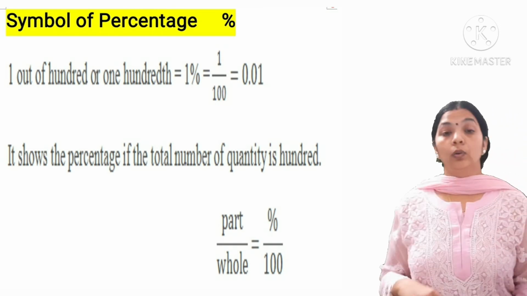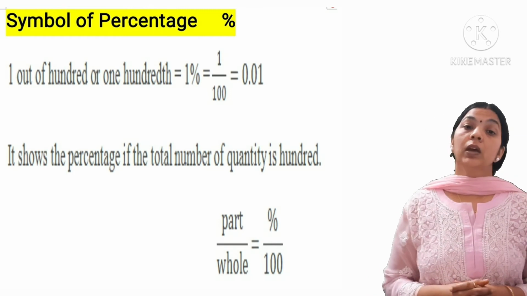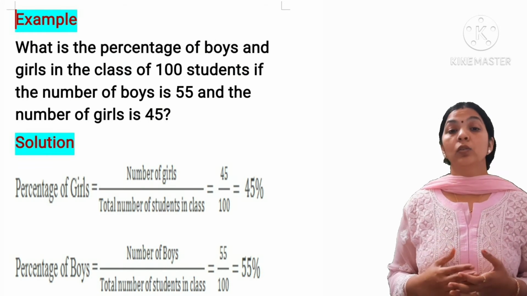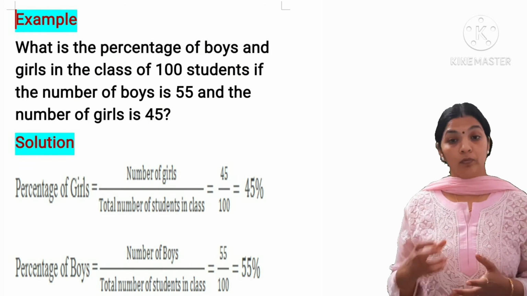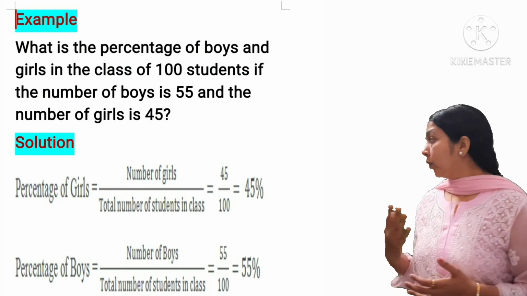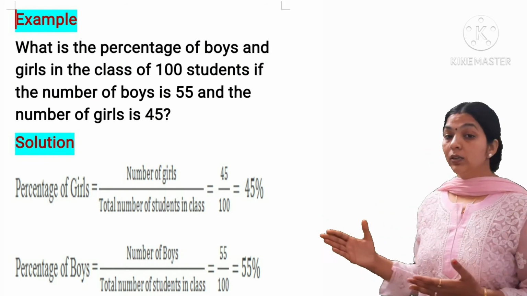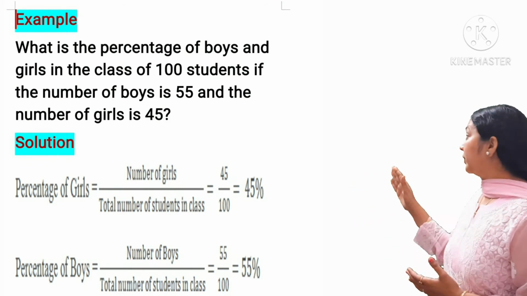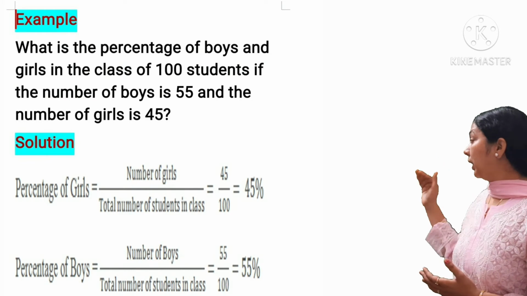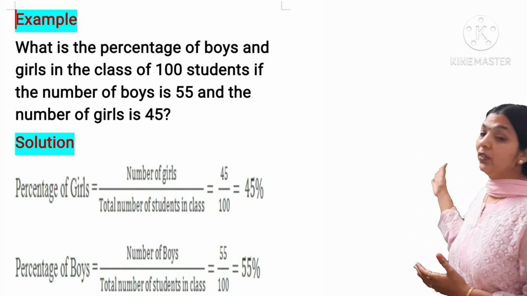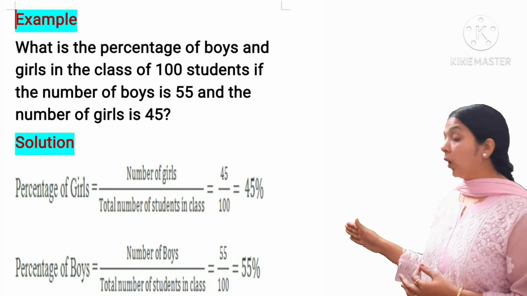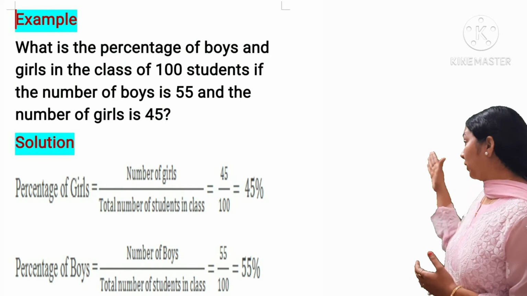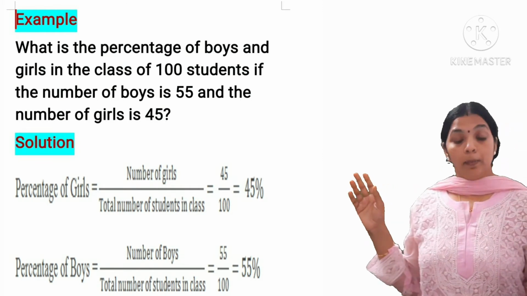Okay. Now, let us understand it with the help of an example. What is the percentage of boys and girls in a class of 100 students if the number of boys is 55 and the number of girls is 45? So the percentage of girls would be the number of girls divided by the total number of students, that is equal to 45 divided by 100 into 100, that is 45%. Now the percentage of boys is the total number of boys divided by the total number of students, equal to 45 upon 100, that is 45%.